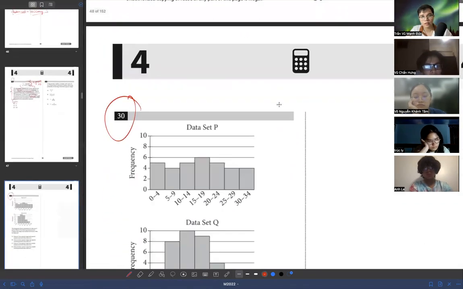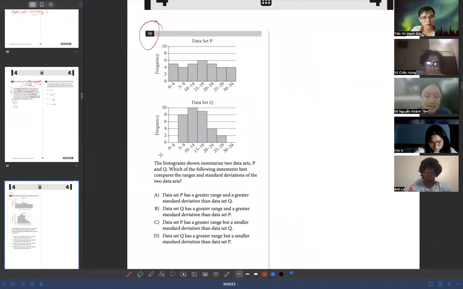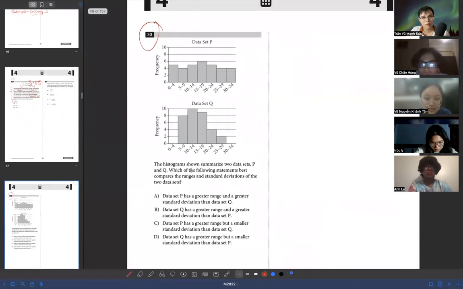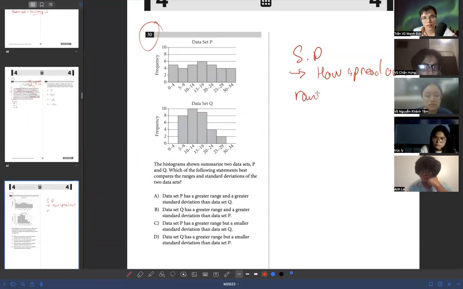Right, next one is this one. Again, for the range and the standard deviation is a very, very special one. Can you do this from, wait, before that, let me remind you real quick. Standard deviation is how spread out it is, or how much it deviates. And the range is basically what we've just mentioned, the min and the max. Can you do this for me, Anne?